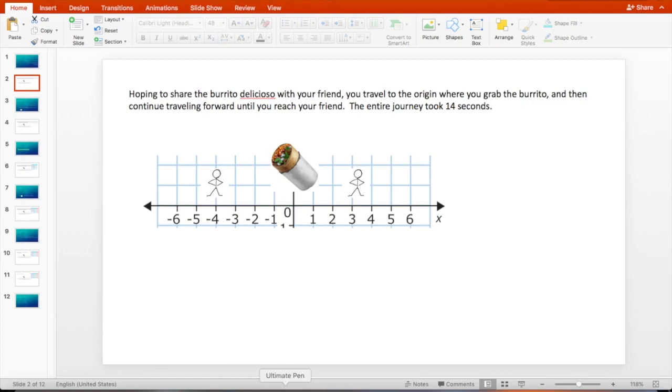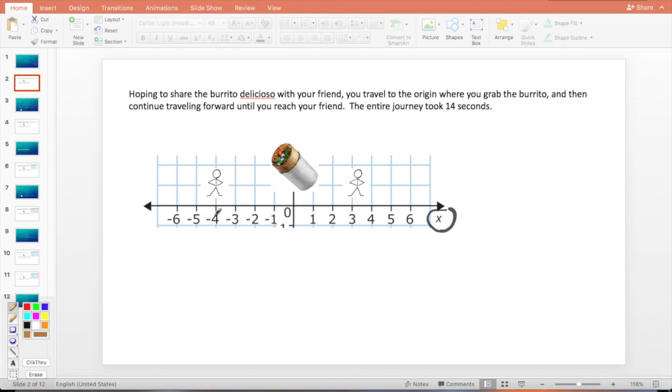I'm hoping to share the sacred burrito delicioso with your friend, you. Remember, you in our previous examples were this person over here. X, we call that position. So your position right now is -4. You are positioned at 4 meters behind or to the left of. That's what we use to denote the negative sign.